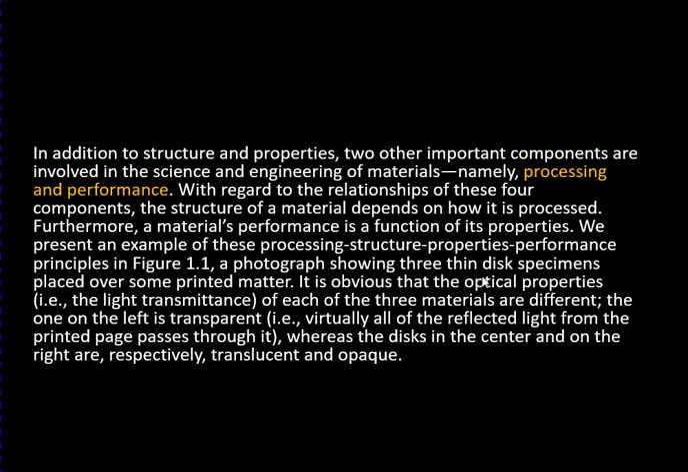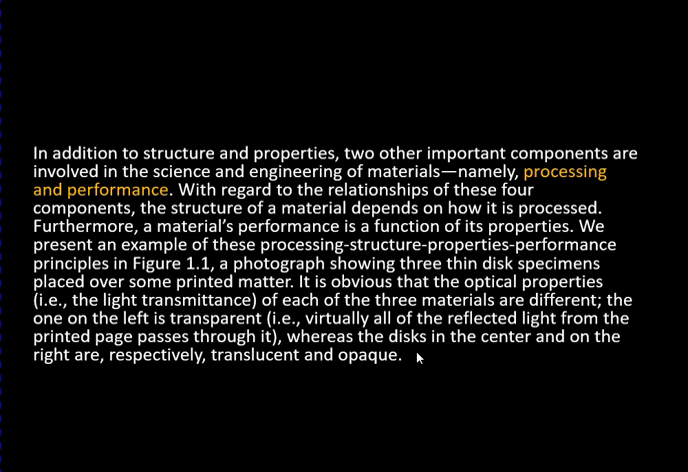Now, the photograph shows thin disc specimens placed over some printed matter. It is obvious that the optical properties, for example, light transmittance, of each of these three materials are different. The one on the left is transparent, though it's still the same material, which simply means virtually all the reflected light from the printed page passes through it. So a transparent material will always allow light to pass through it, whereas the discs in the center and on the right are respectively translucent and opaque.